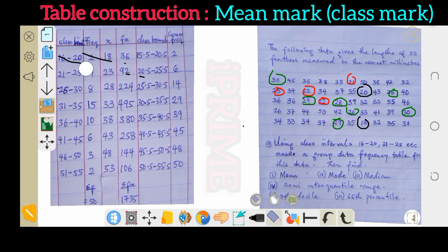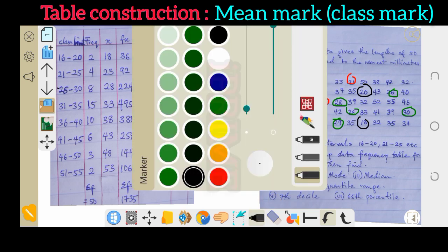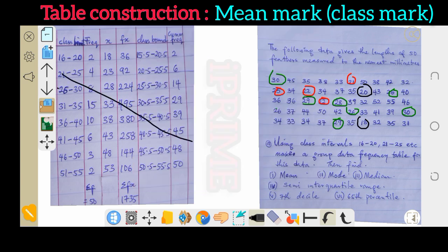Let's try it for the second one and see if it's going to work out. For the second class, we're having 21 plus 25. Add them together, you should be having 46. What now?